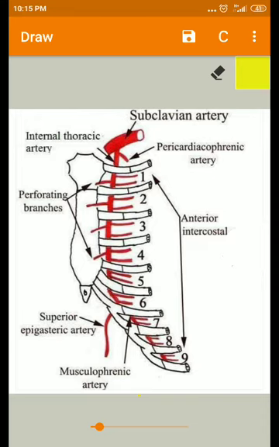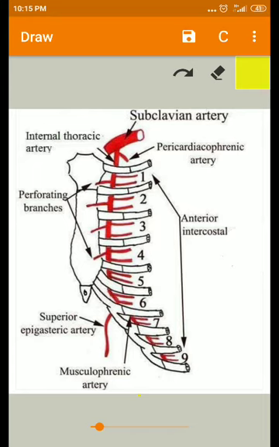I have already mentioned in part 1 that the anterior scalenus medius muscle separates the subclavian artery into three parts: the first part, second part and third part. This internal thoracic artery arises from the first part of the subclavian artery. Here you can see the internal thoracic artery arising from the first part of the subclavian artery.